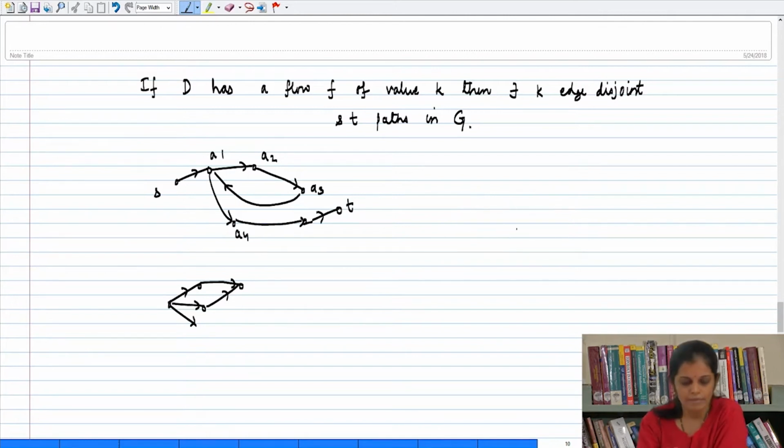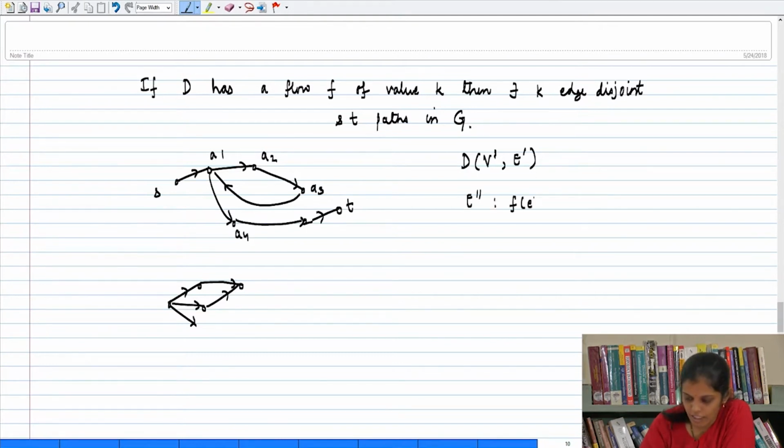So what we will say is, if our flow network returns a flow function f at the end of the algorithm, then whatever edges carry unit flow, there are k edge disjoint paths which are contained inside those edges. So we had a flow network D where we had the vertex set V prime and the edge set E prime. Let me say that there is a subset of the edge set, E double prime, which are such edges such that f of e is equal to 1. I have collected all those edges.